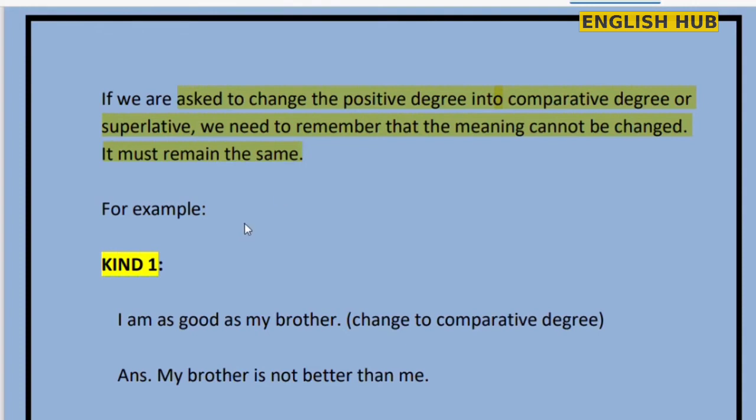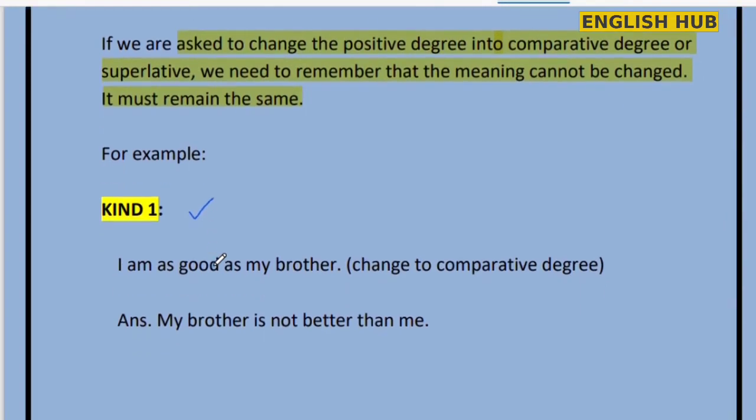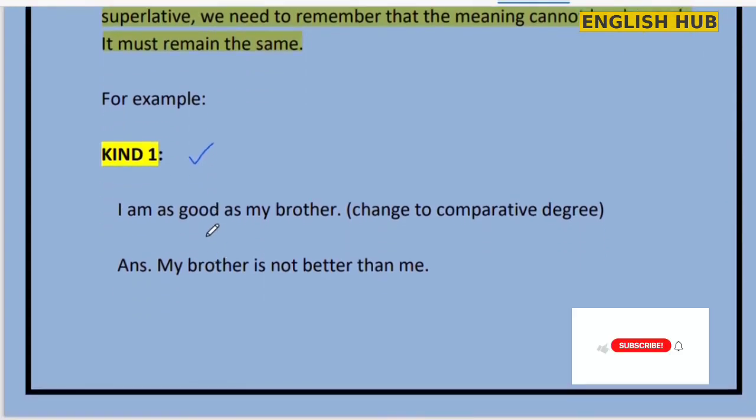Okay, so for example, we are coming to kind 1. There are three kinds. If you understand this, it would be the easiest of all. See, kind 1. I am as good as my brother. I am stating that I and my brother both are same. Both of us are good, isn't it? Neither my brother is better than me, nor I am better than my brother. We are of equal qualities.